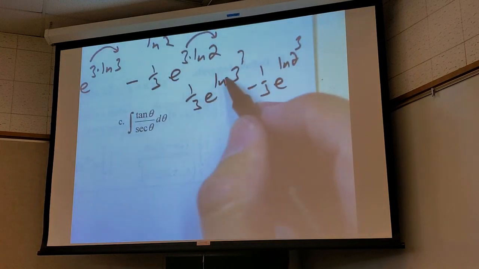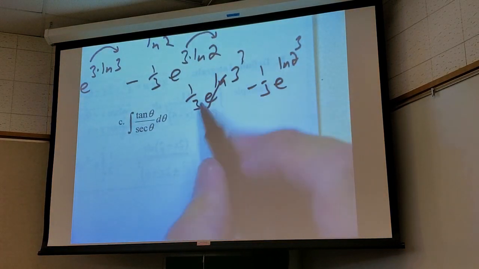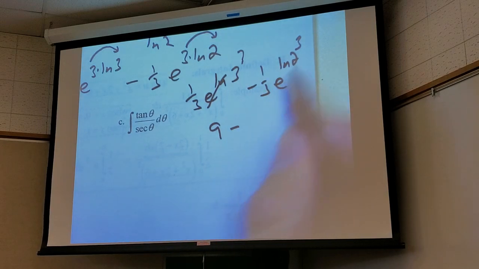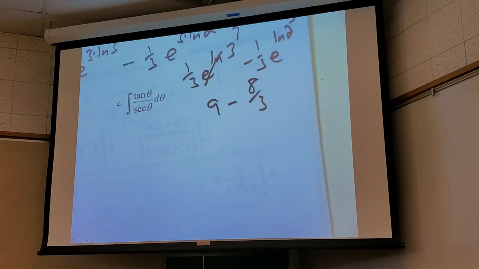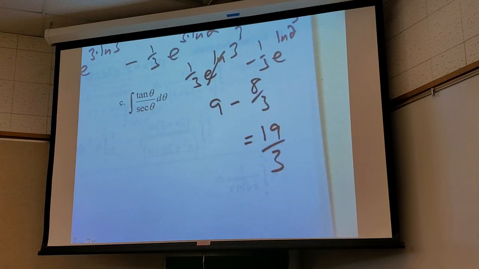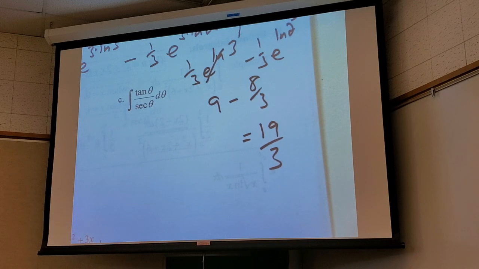So the e to the natural log kills each other. 1/3 of 3 cubed is 9. 1/3 of 2 cubed is 8/3. And 9 minus 8/3 is 19/3. I love it. 6.338.